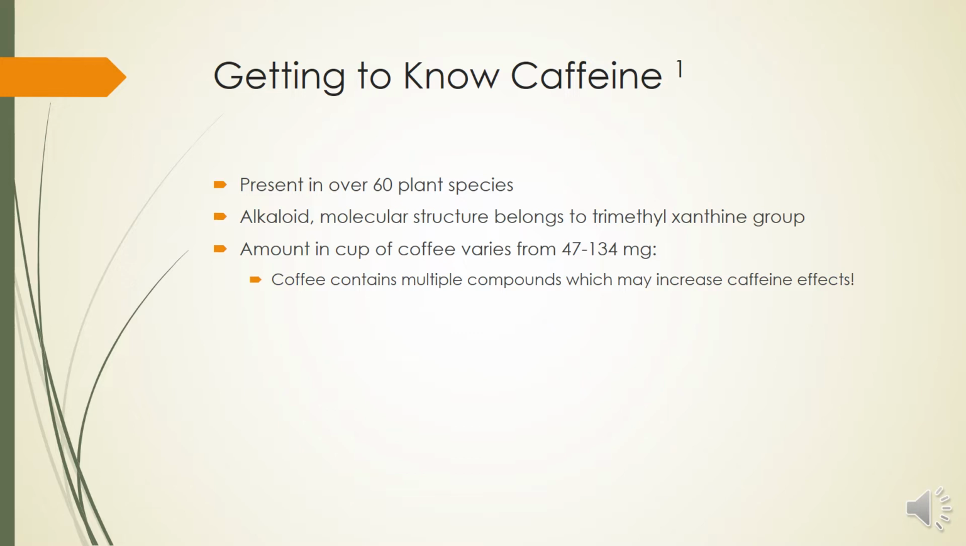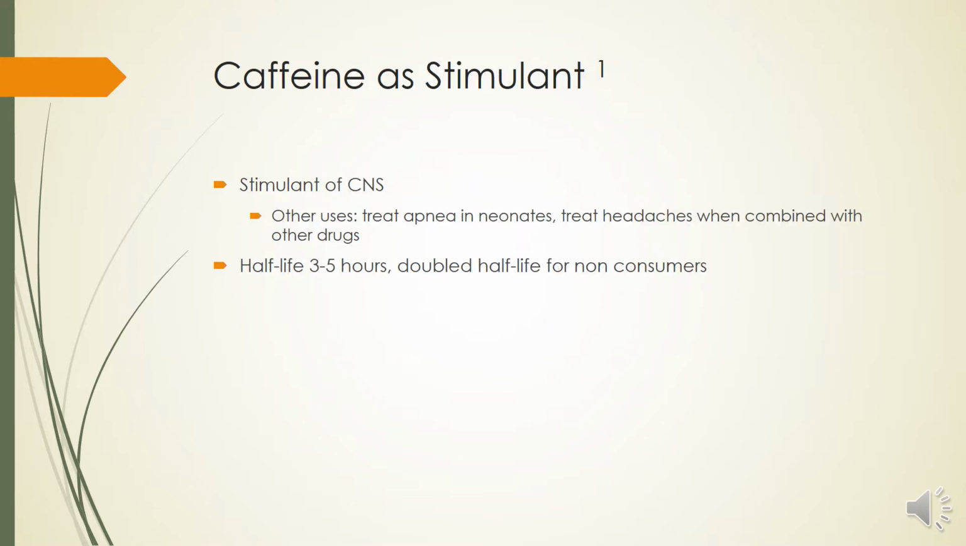So you'll see in some research studies that they'll say, we gave people caffeine pills. Just keep in mind that caffeine pills may function differently than coffee itself, because coffee does contain these other compounds as well. Caffeine is a stimulant. It's going to increase excitation in the central nervous system. It can also be used to treat sleep apnea in neonates. It's frequently used to treat headaches when combined with other drugs. So Excedrin, I think, is a medication used to treat migraines over the counter. It contains caffeine as well.